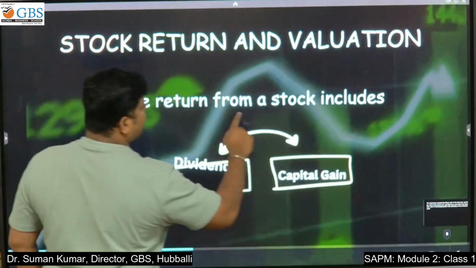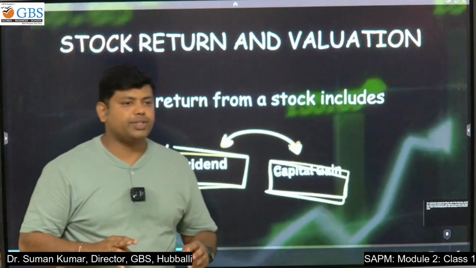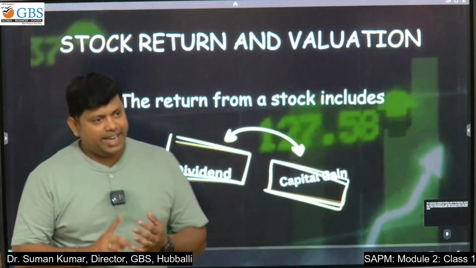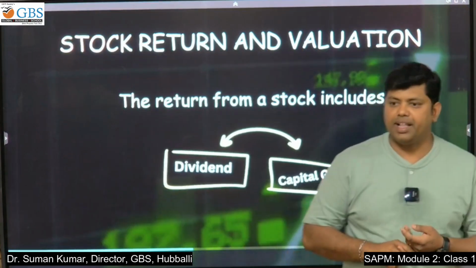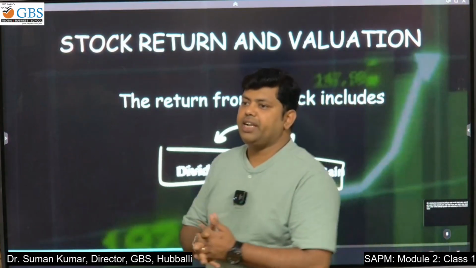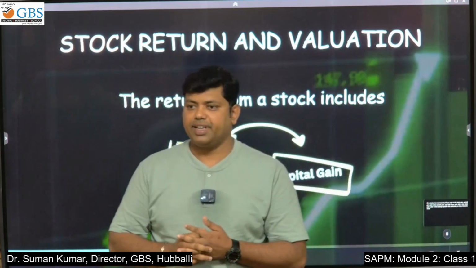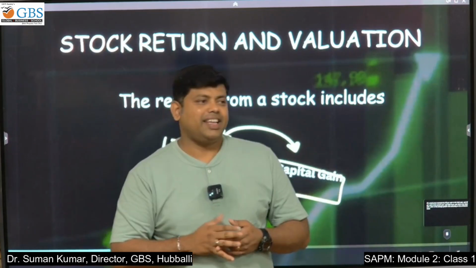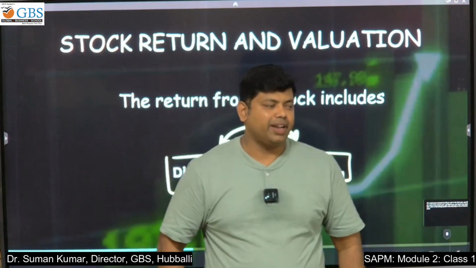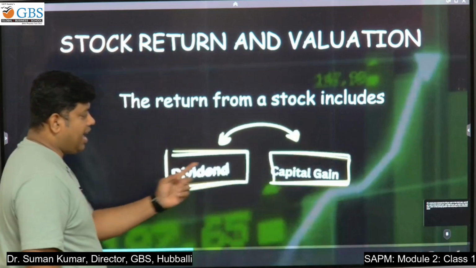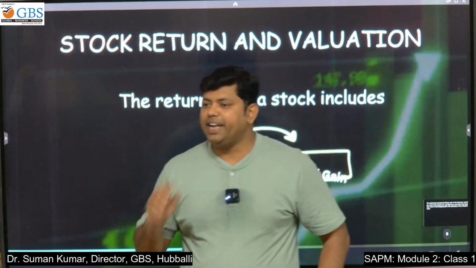The return from a stock includes two things. Which are those? One is dividend, and the other one is capital gain. Can anyone differentiate between capital gain and dividend? Can you please tell with an example? First, I would like to tell you about the dividend. What do you mean by dividend? There are two things, dividend and capital gain, right? So I'm going to tell you what dividend means.